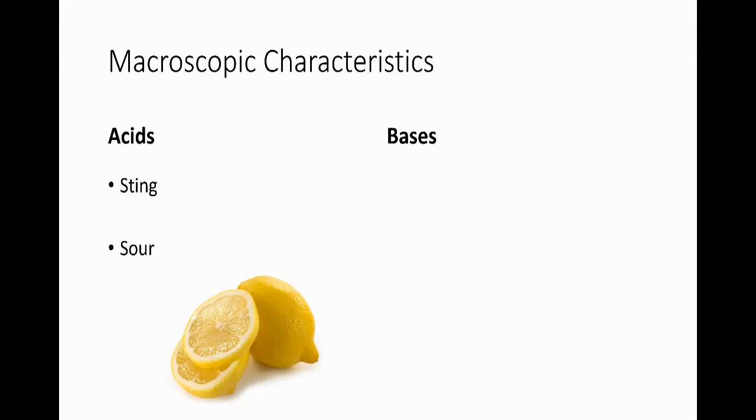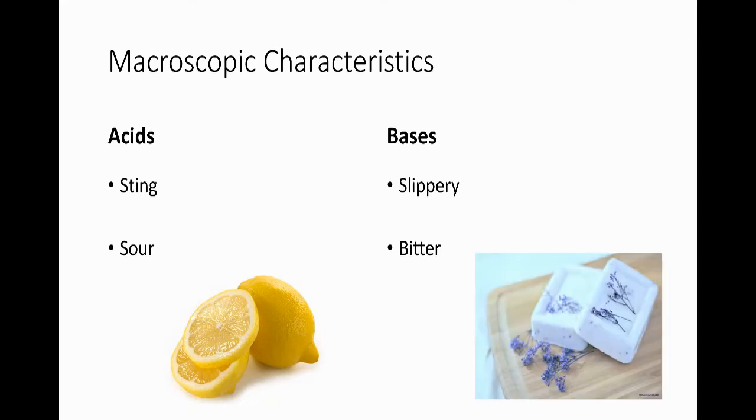A lot of fruits have citric acid in them. Apple juice has malic acid. It gives that sour taste that we associate with fruits. Now bases, on the other hand, tend to feel a little more slippery, like soaps, laundry detergent, bleach, things like that. And they also taste bitter, so if any soap has ever accidentally gotten in your mouth, that's not a really pleasant taste.